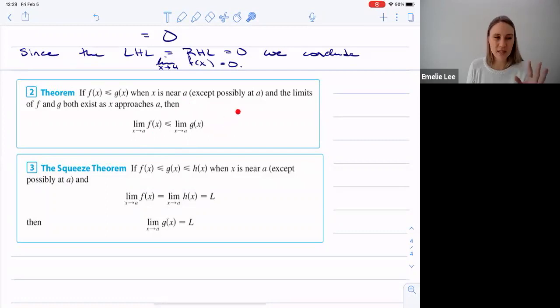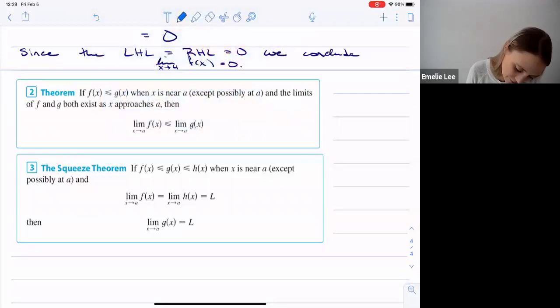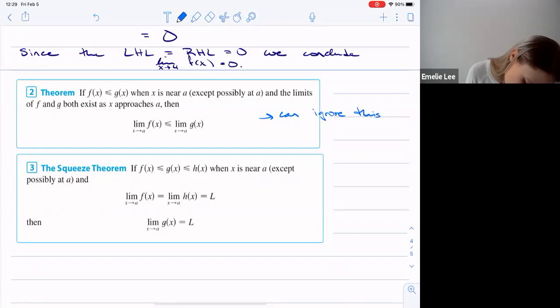So this is kind of a forgettable theorem. You don't really need it. I put it in there because that's what we're using down here, right? But you can ignore this one. It doesn't really say ignore, does it?